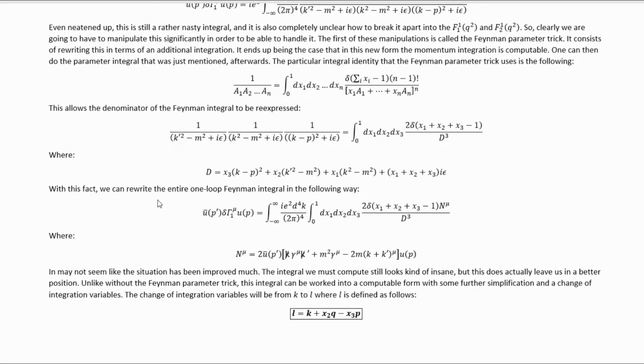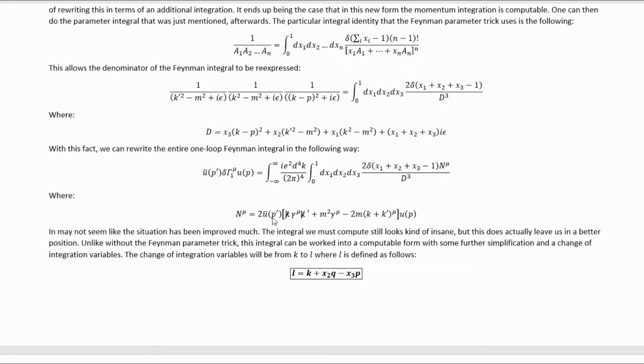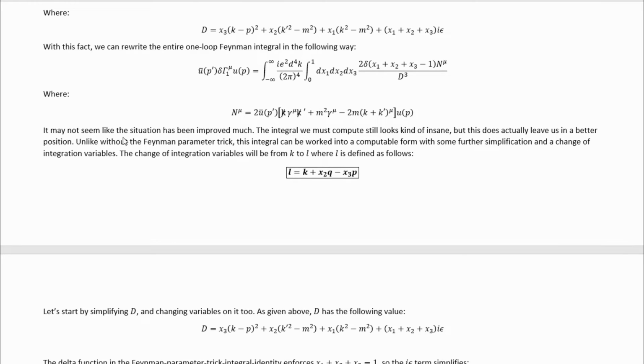With this fact, we can rewrite the entire Feynman loop integral in this nice form here, where I've defined this quantity n mu to equal that. It may not seem like the situation has been improved much. The integral we must compute still looks kind of insane, but this does actually leave us in a better position. Unlike without the Feynman parameter trick, this integral can be worked into a computable form with some further simplification and a change of integration variables.